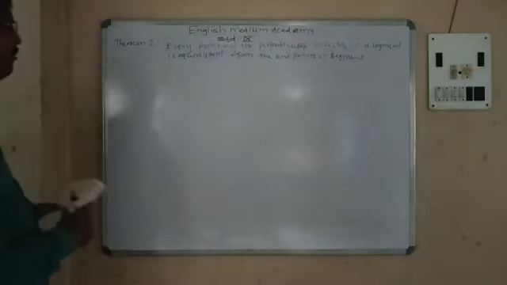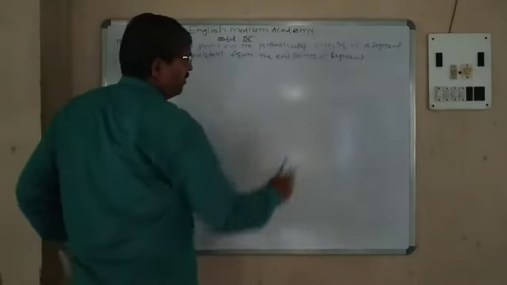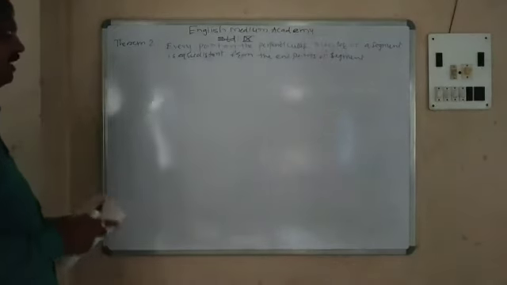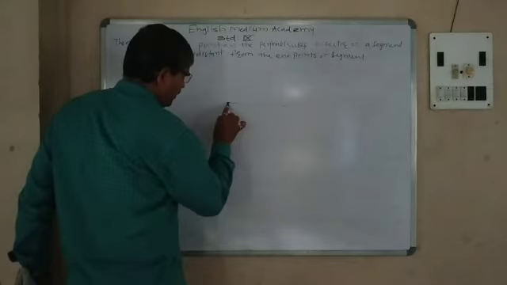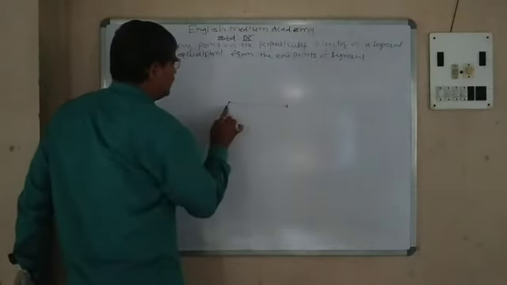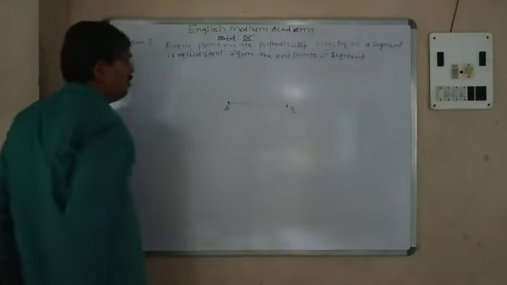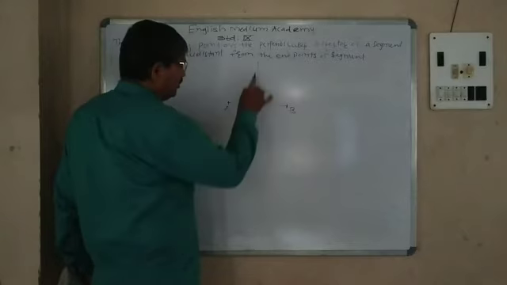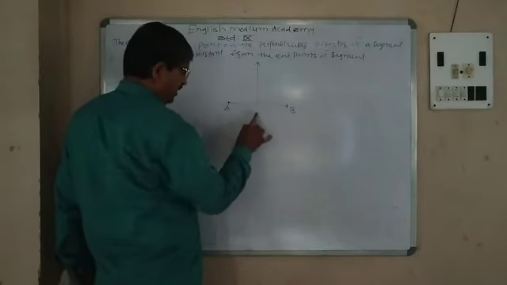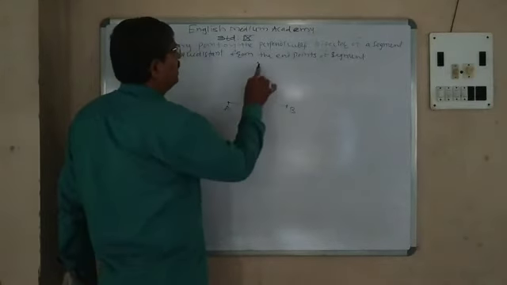So just read now. Every point on the perpendicular bisector of a segment. Of a segment means we should draw here one segment. Okay. AB is one segment. Now what happened? Perpendicular bisector means line L is one perpendicular bisector. It is at M. Line L.